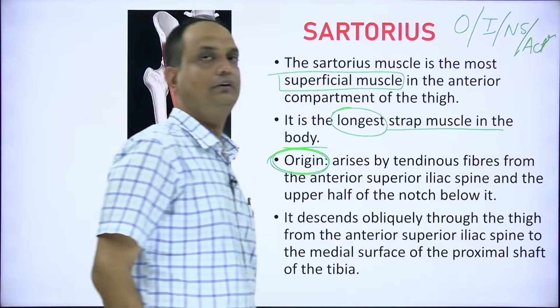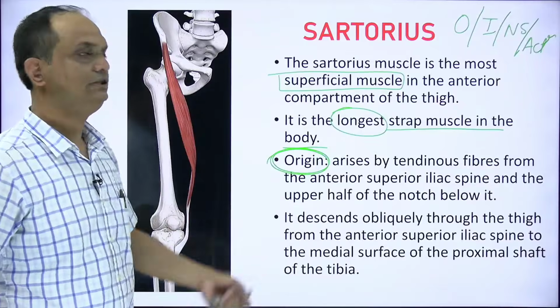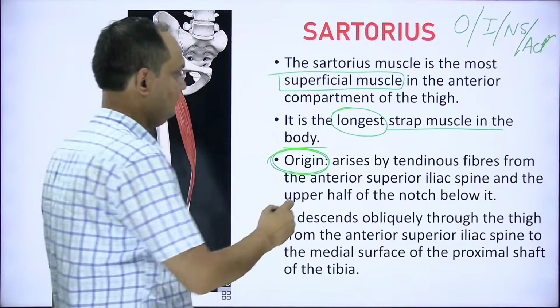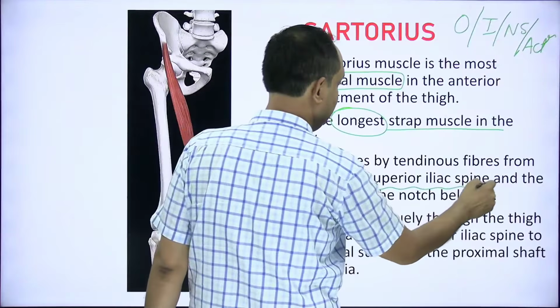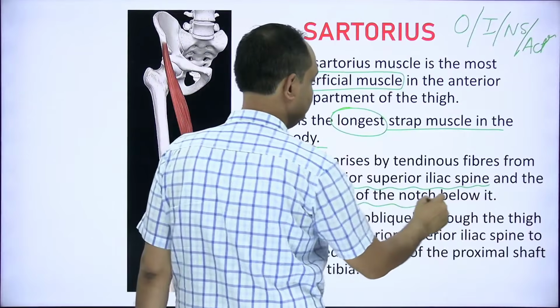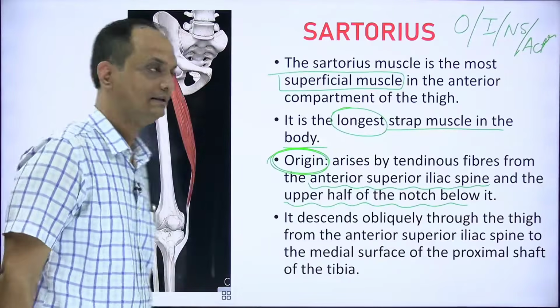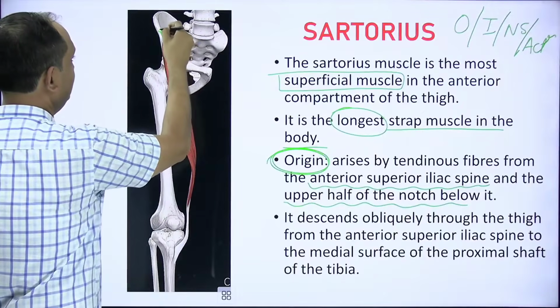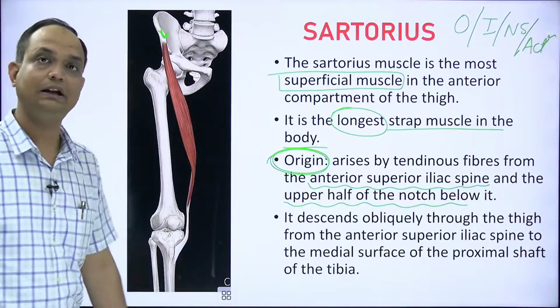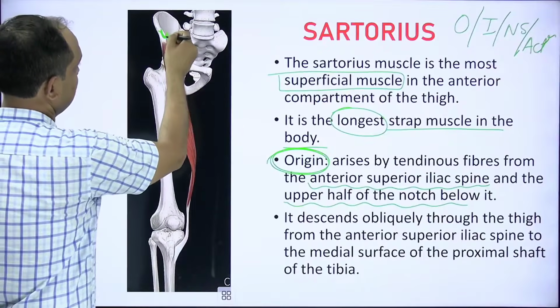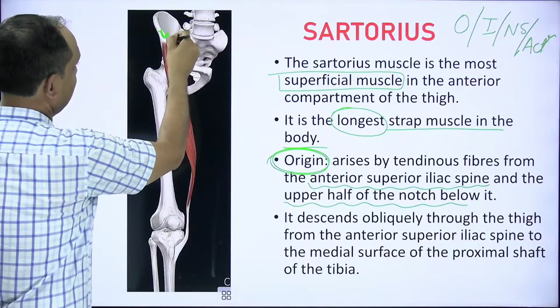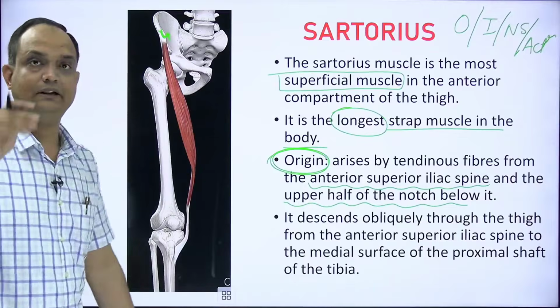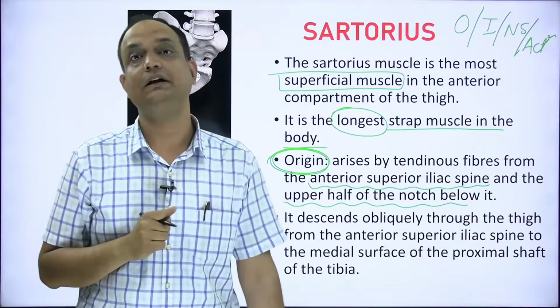So, first, what is the origin? It arises from the tendinous fiber from anterior superior iliac spine and the upper half of the notch below the ASIS. Now, you know that this anterior projection of hip bone is known as anterior superior iliac spine, and adjacent to this spine, there is a small notch present between the anterior superior and anterior inferior iliac spine.